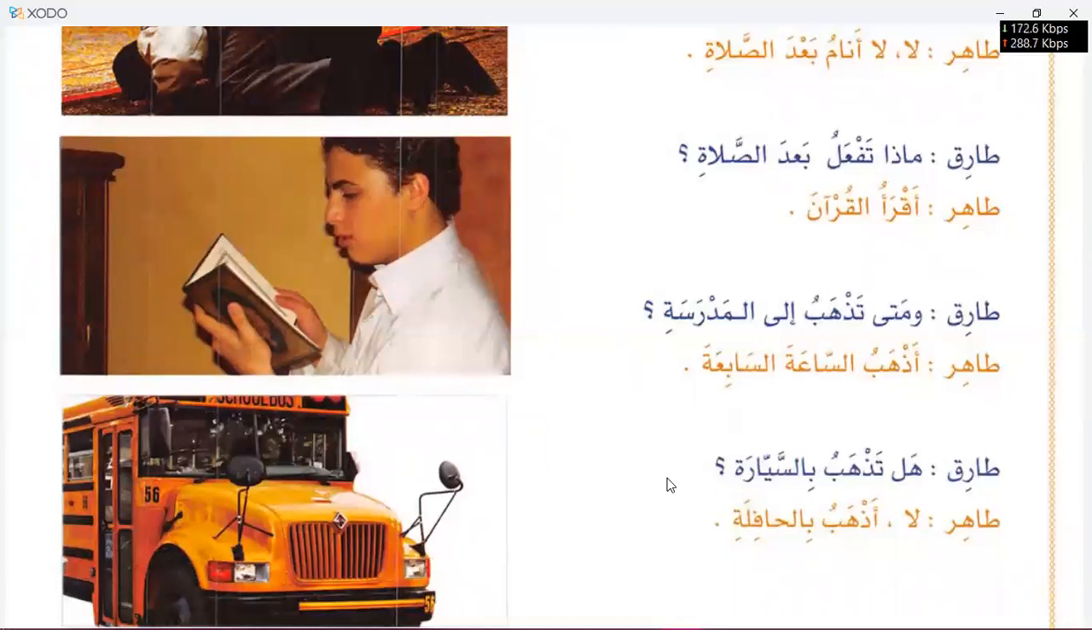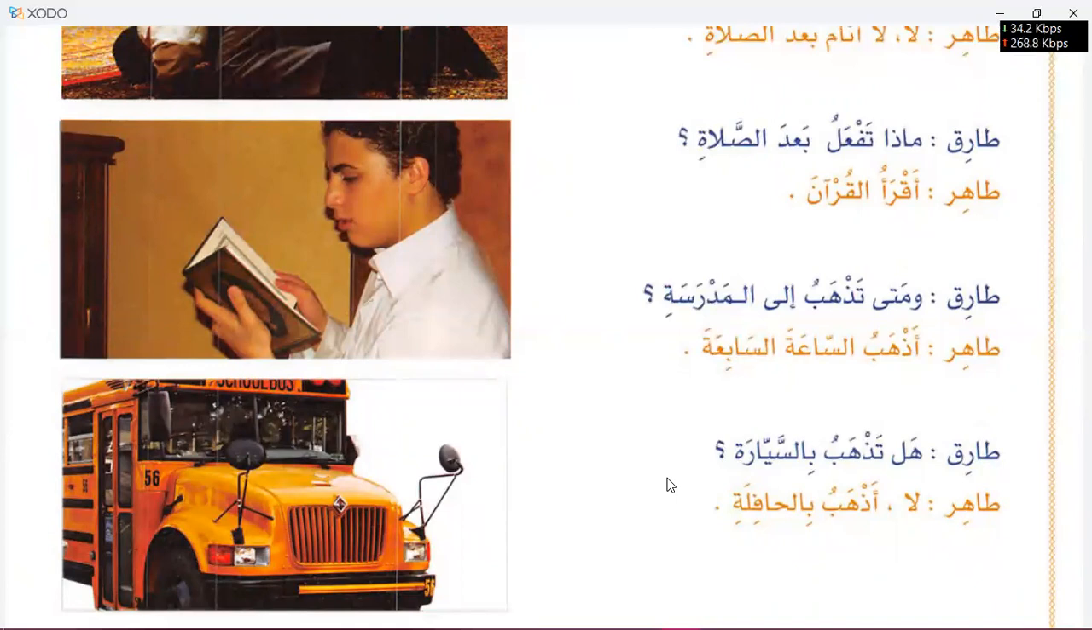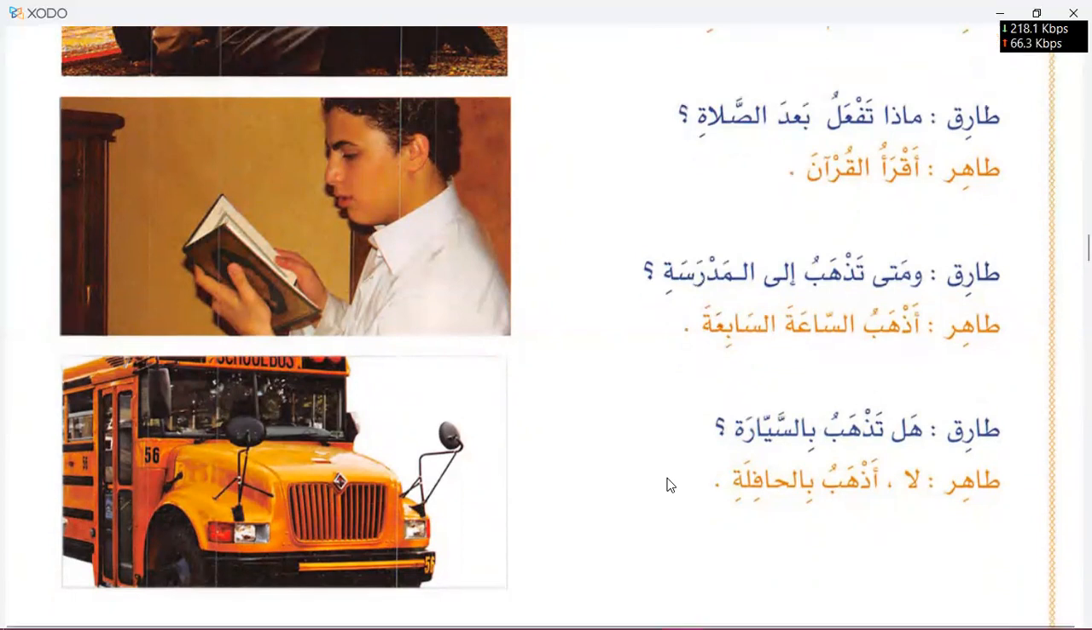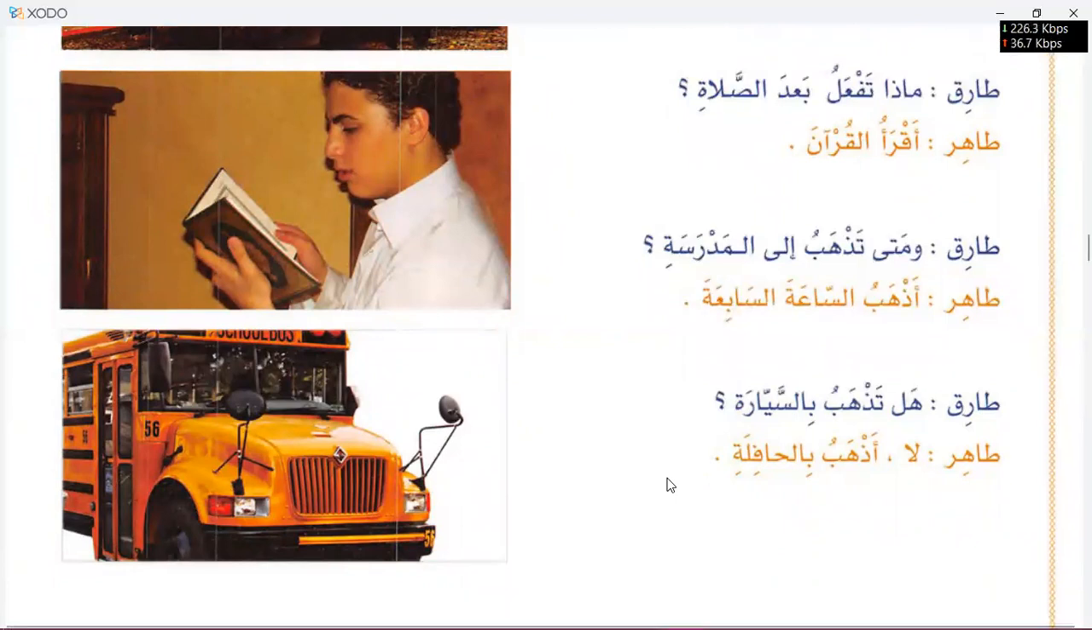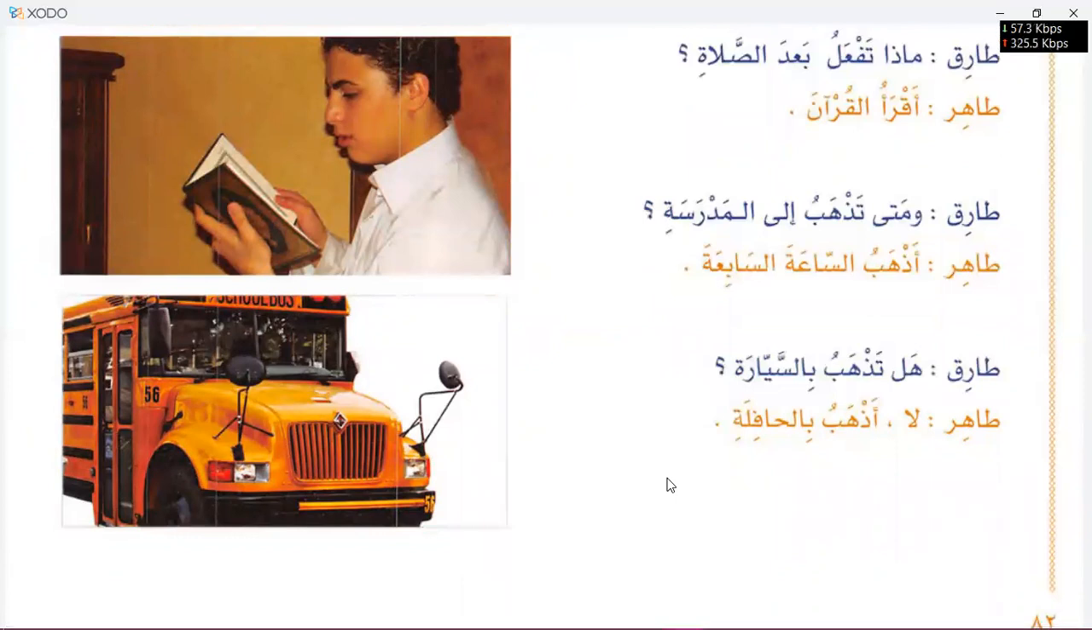Hal tazhabu bis sayyara? Do you go by car? La azhabu bil hafila. No, I go by hafila, bus. I go by bus. Give me a second. By bus.